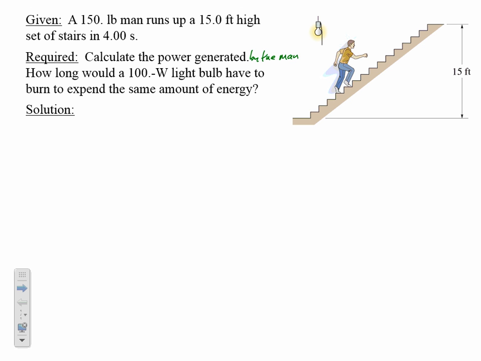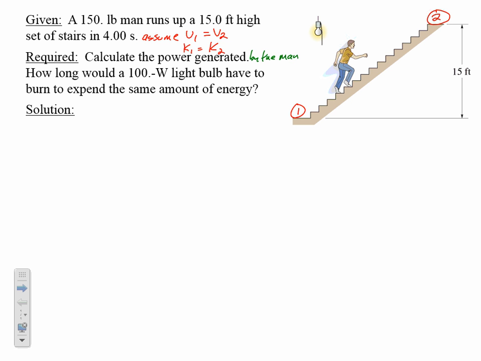Now, this problem statement isn't quite complete because we don't know information at 1 and 2. Basically, we don't know the man's kinetic energy or his velocities at 1 and 2. So I'm going to complete this problem by saying, let's assume that the velocity at the bottom of the steps, which would be v1, is equal to the velocity at the top of the steps, that's v2. That also then means that the kinetic energy is going to be equal at those 2 points. So that now is enough information that we can solve the problem.